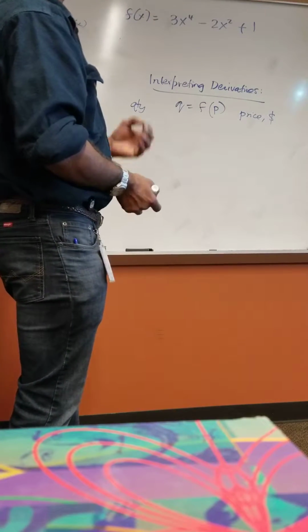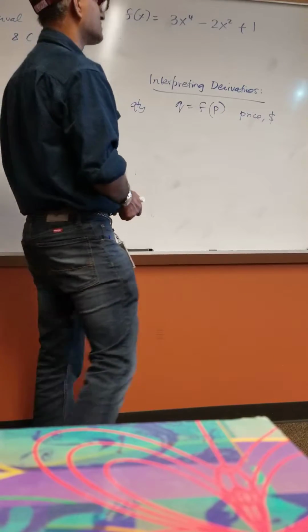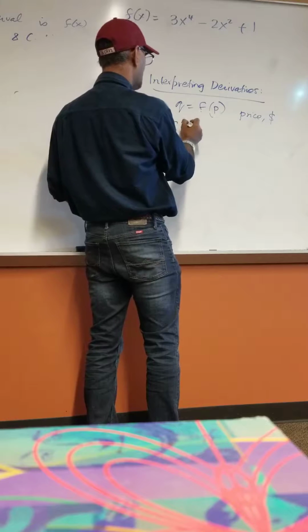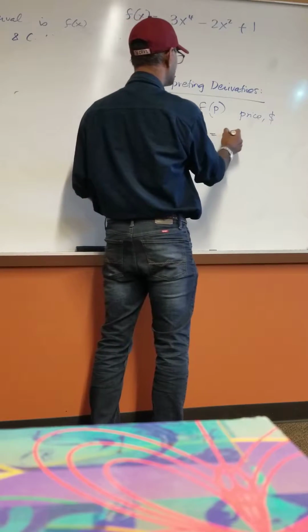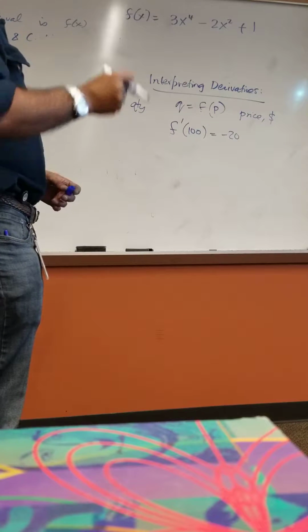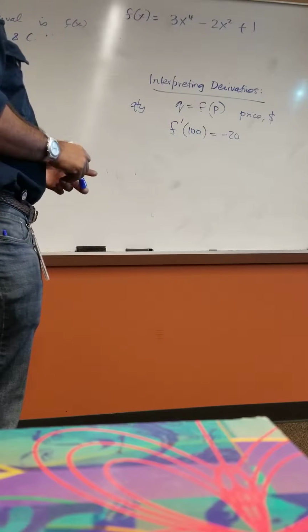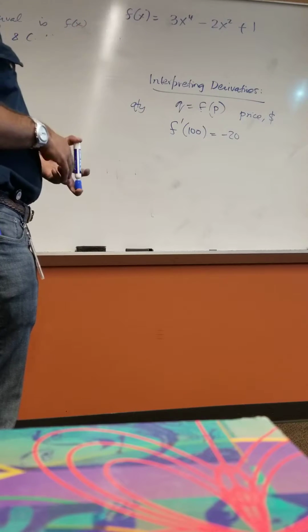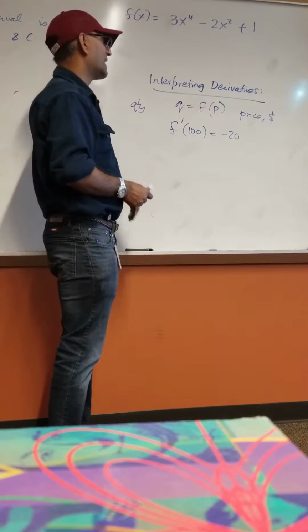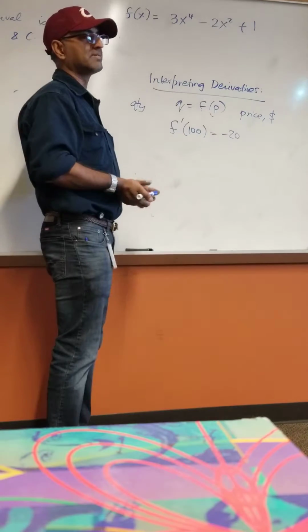Read the question now. It says, explain the meaning of f dash of 100 equals negative 20, in the context of the problem, specifying units. Is that clear? No. So please understand, are we talking about the derivatives? Hence the lesson, interpreting derivatives.